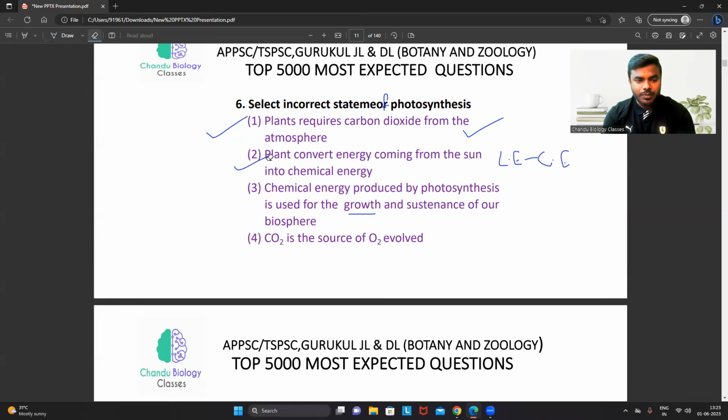Try to understand the statement. Don't get confused with the third statement. Chemical energy produced by photosynthesis. What is chemical energy? Tell me, which is the ATP. Correct now? Which is the NADPH. That is only used for the growth. Is it or not? Because entire organisms are exclusively dependent on the energy precursors only. Option 3 is also right.